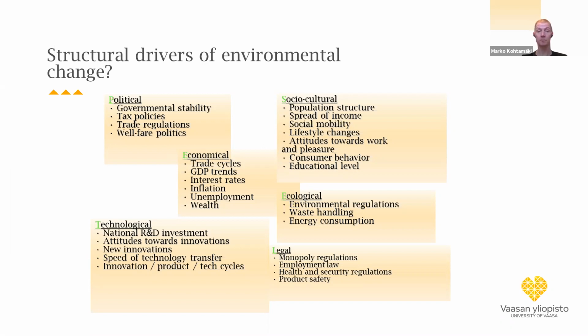technological cycles and developments. Political dimensions: government, stability of the political systems, governments, changes in tax policies, changes in trade regulations, or welfare politics might influence some specific industries like social and healthcare, for instance, but many others, of course. Economics: the trade cycles, gross domestic product trends, GDP trends, interest rates, inflation, unemployment, and general wealth in the nation.